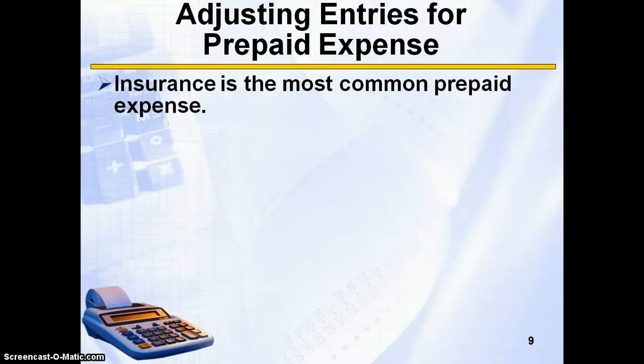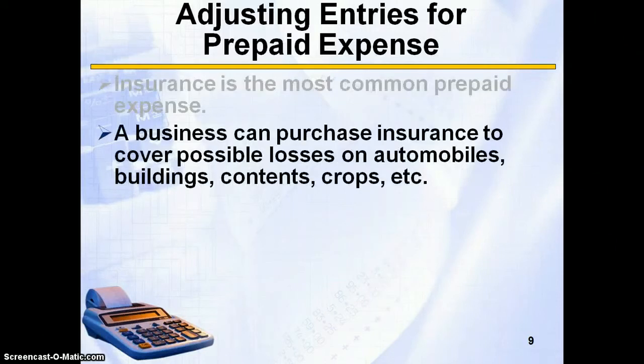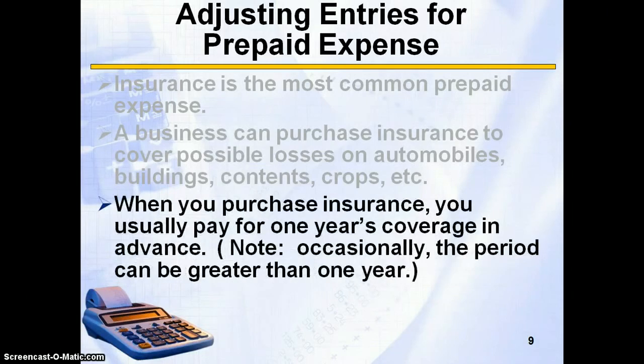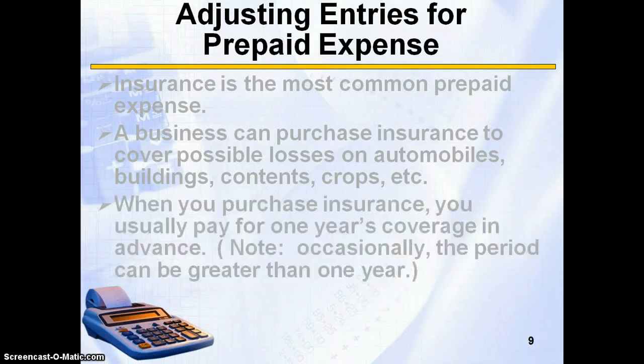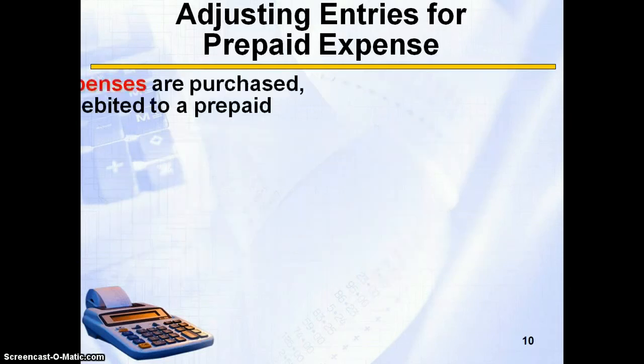Insurance is the most common type of prepaid expense. A business can purchase insurance to cover possible losses on automobiles, buildings, contents, crops. When you purchase insurance, you usually pay for 1 year's coverage in advance. Occasionally the period can be greater than a year, and so you need to account for the usage that is being done. You need to account for the insurance that you're using throughout the year.